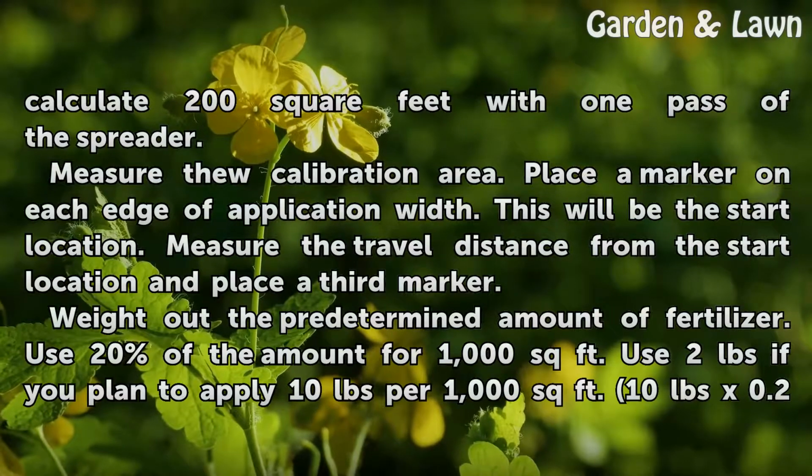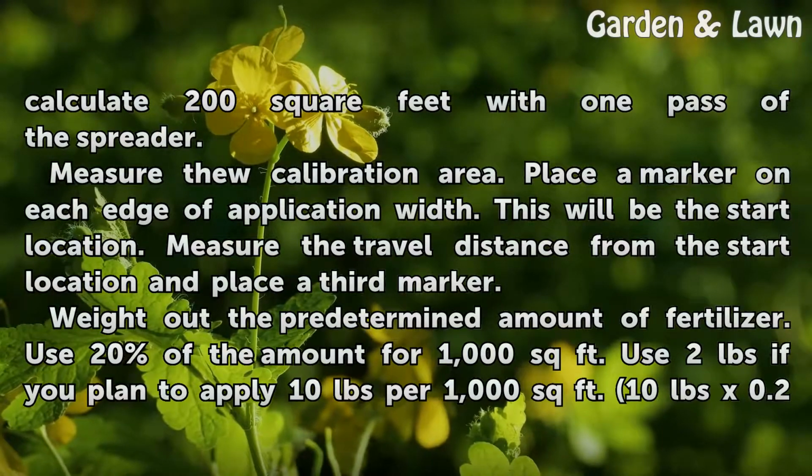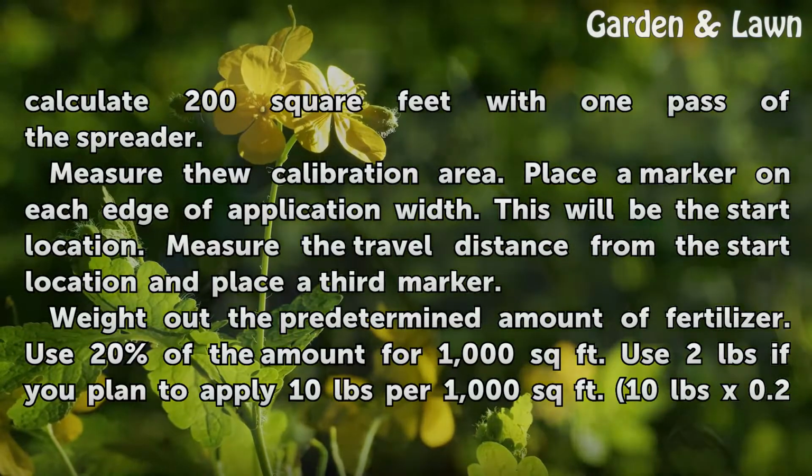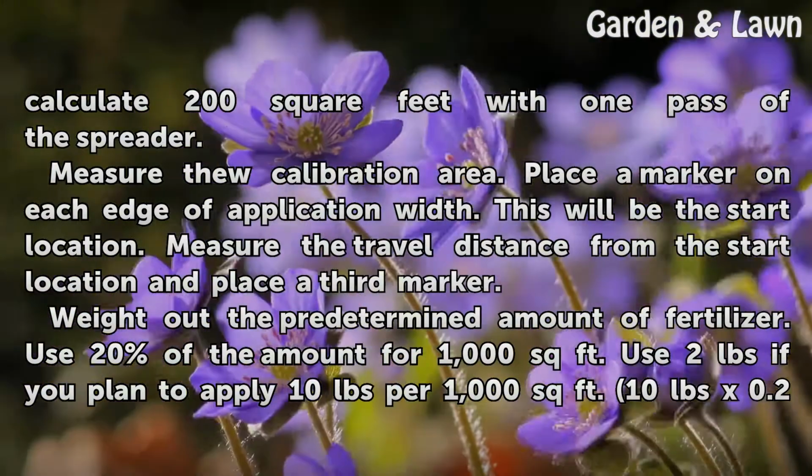Measure out the calibration area. Place a marker on each edge of application width. This will be the start location. Measure the travel distance from the start location and place a third marker.